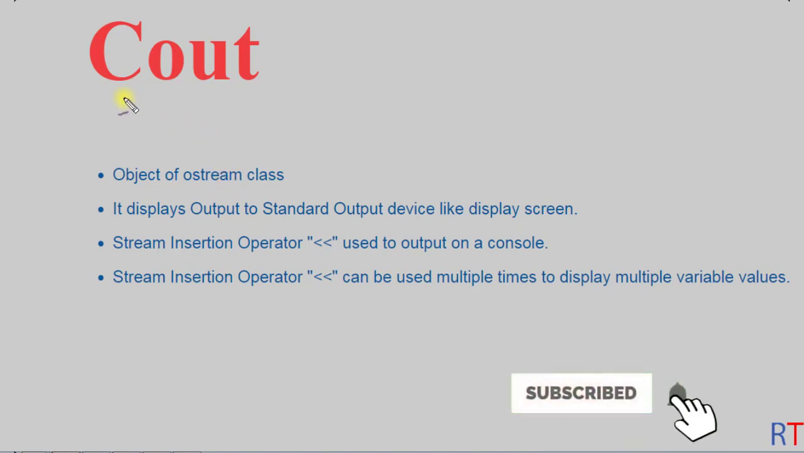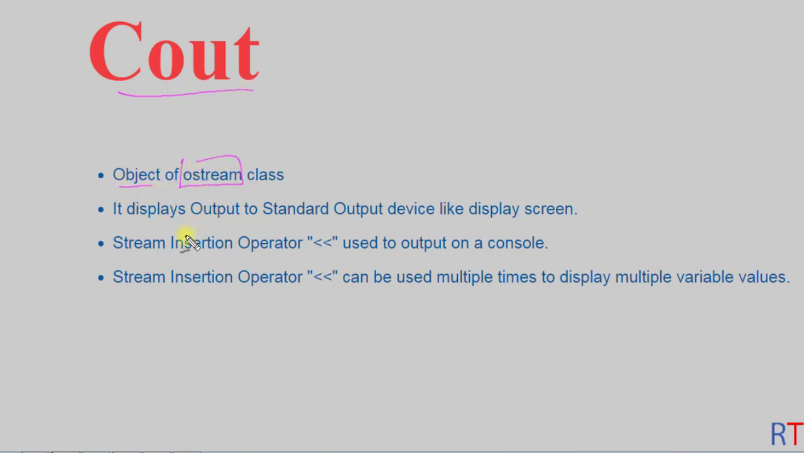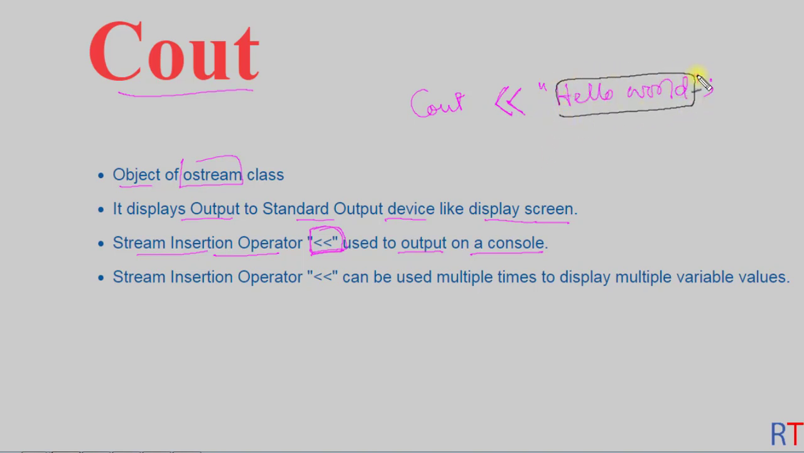So first of all, we have cout. This is one object of the ostream class, and it is used to display output to the standard output device like the display screen, and it is used with the stream insertion operator to output on a console. The stream insertion operator is nothing but two less than symbols side by side. So first we have the cout keyword, and then we have the stream insertion operator, and after that we can have one string like hello world, and the string will be displayed onto the console.